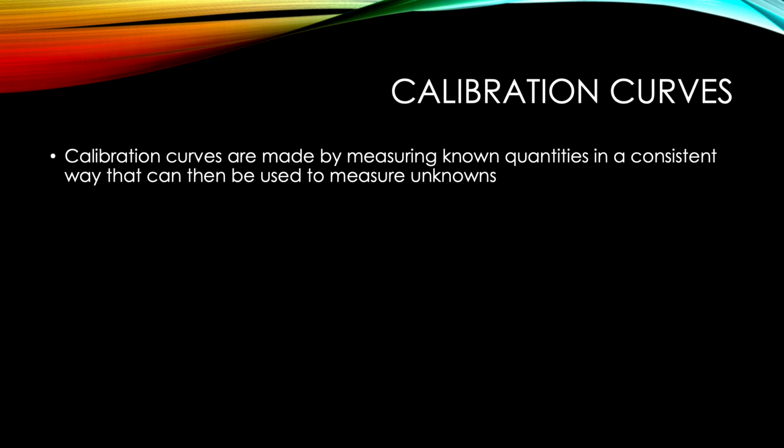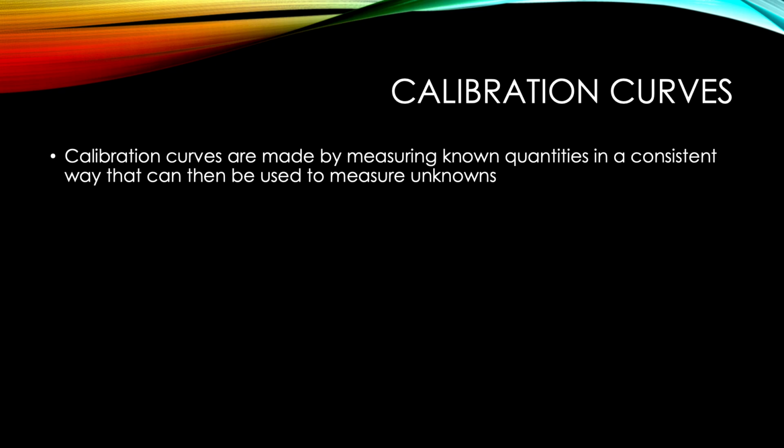Calibration curves are typically, really, just a plot. You're going to be making a plot where you have measured known quantities. You're going to be measuring them in some very specific, consistent way, and you're measuring things that you already know, like a concentration, or in this case, our helium line spectrum, where we're going to already know all the wavelengths for all of the lines in that spectrum.